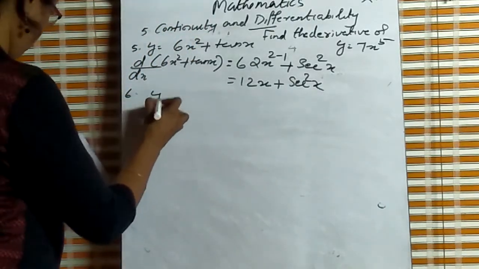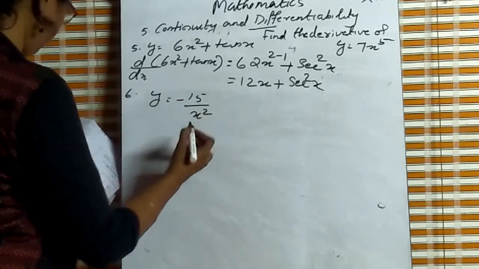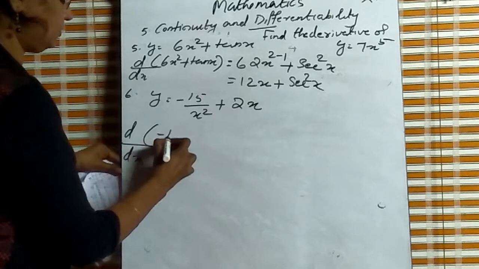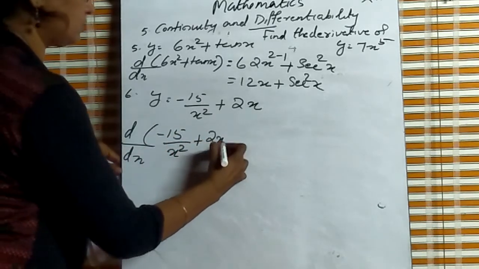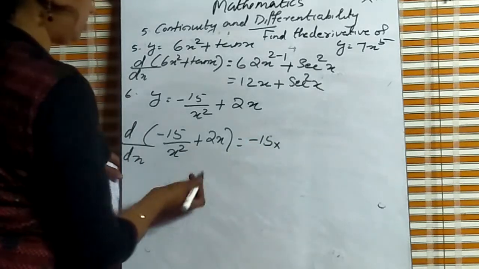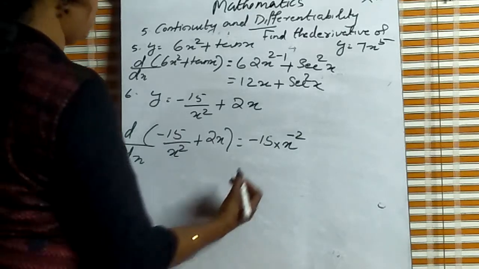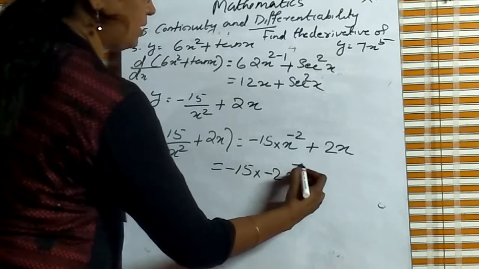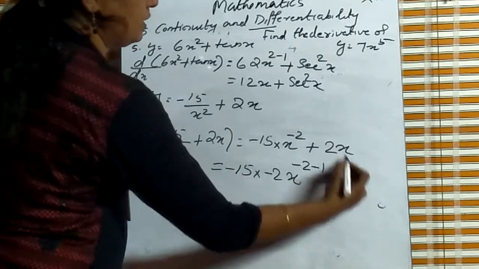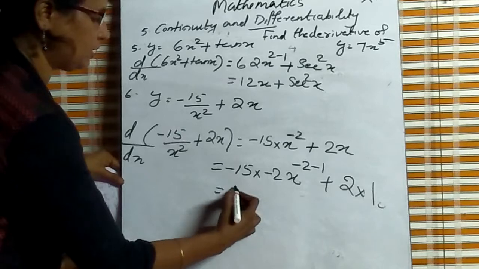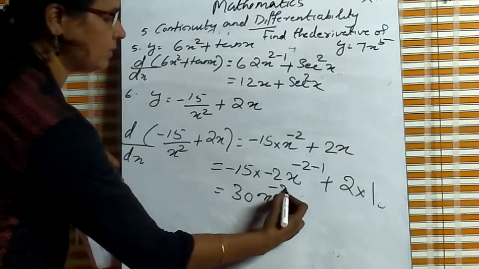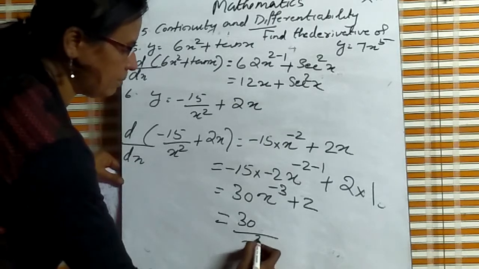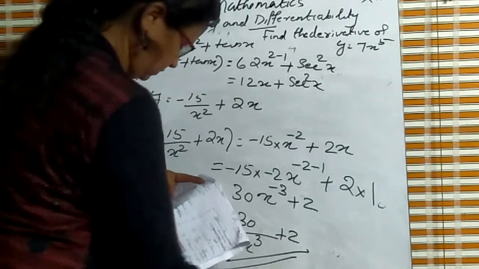Next question 6. y is equal to minus 15 by x square plus 2x. d by dx of minus 15 by x square plus 2x is equal to minus 15 into x square in power form, x raised to minus 2, plus 2x, equals minus 15 into minus 2 x raised to minus 2 minus 1 plus 2 into the derivative of x, which is 1, equals minus 15 into minus 2, 30 x raised to minus 3 plus 2. x raised to minus 3 goes to the denominator: 30 by x cube plus 2.